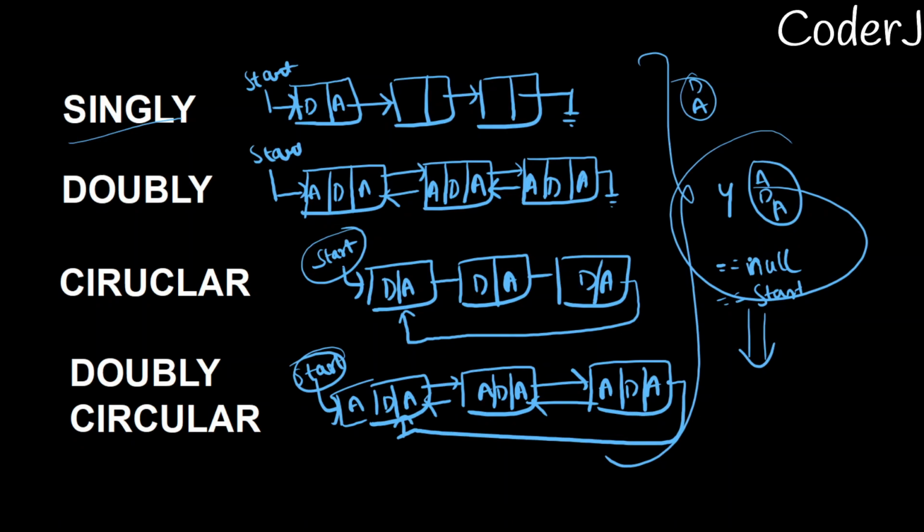So these are all the types of linked list, and that is all. In the next video, we'll be starting with the coding of all the operations.